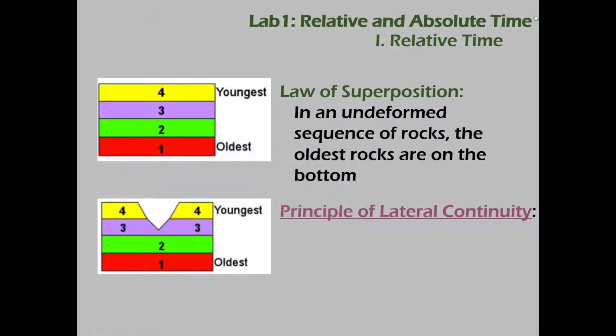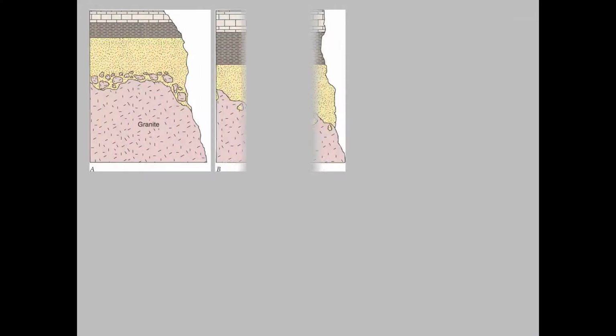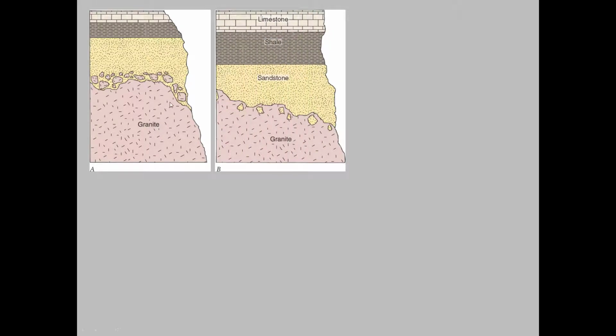So again, if you see a picture with a river, especially a canyon, and rocks are exposed on either side, it's typically dealing with the principle of lateral continuity, which is the idea that in this diagram for layer 4 specifically, and for the remainder of layer 3, that layers in the rock were initially continuous and had been subsequently eroded away.